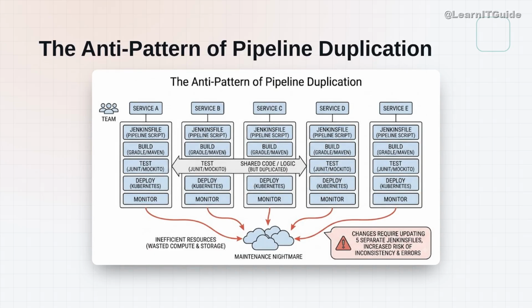So why is pipeline duplication such a major issue? Think about a team managing 5 microservices. Each service has a Jenkinsfile. When you decide to implement a new security policy or a centralized logging strategy, you have to manually edit every single one of those files. It is slow, it is boring, and eventually you will miss one. That is the maintenance nightmare that shared libraries eliminate.